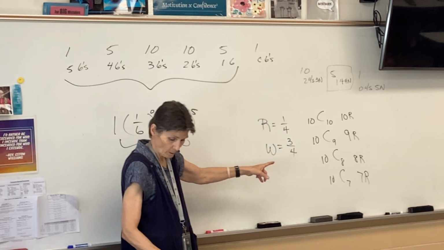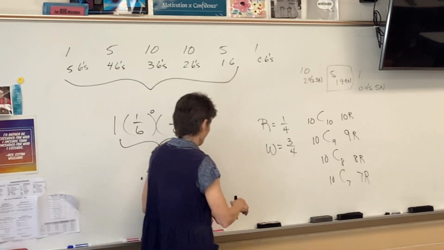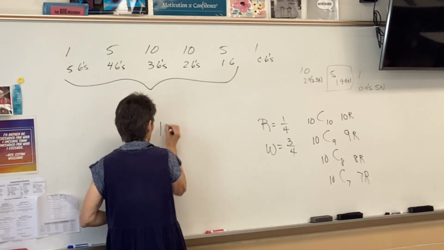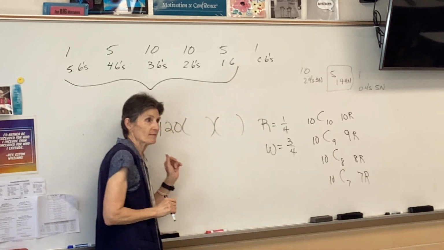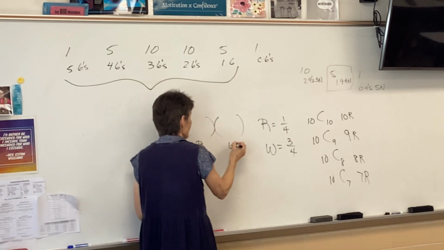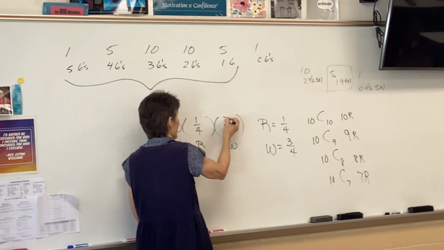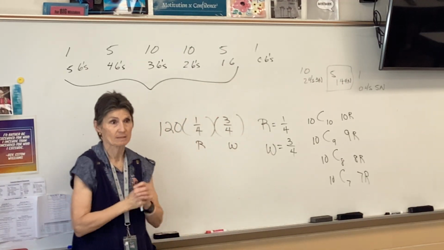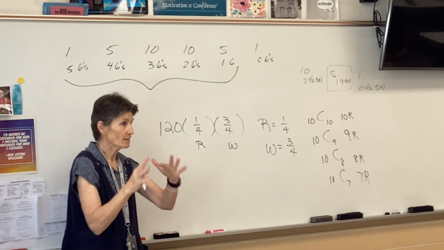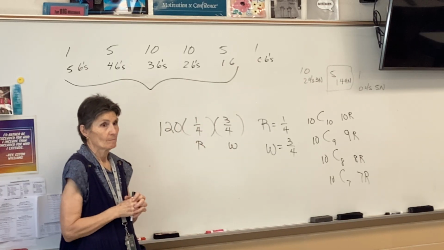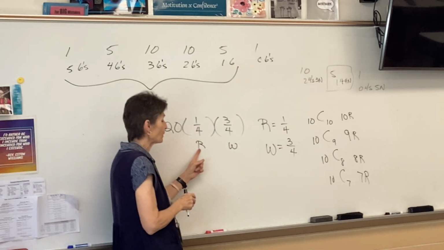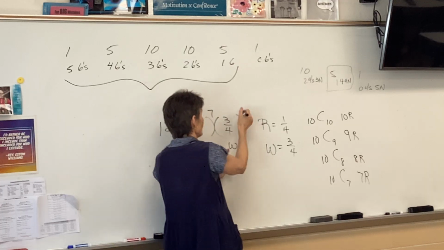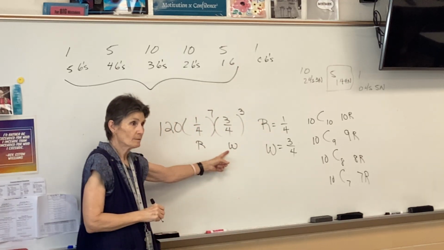So what is 10C7? 120. So I'm gonna start with 120. Now, I need to multiply that by the right and the wrong probability. So 1/4 and 3/4 in this problem. In our last problem, it was 1/6 and 5/6. In a heads and tails problem, it's 1/2 and 1/2. Now, how many did we want to get right? 7, which automatically means we're going to get 3 wrong.